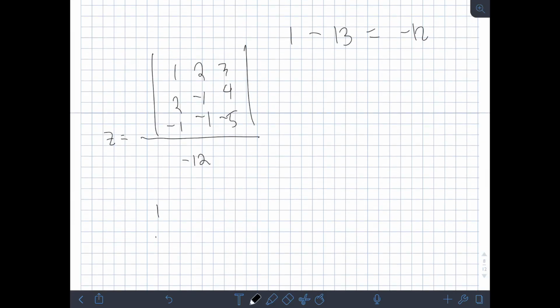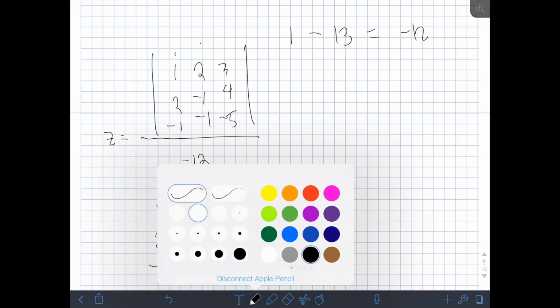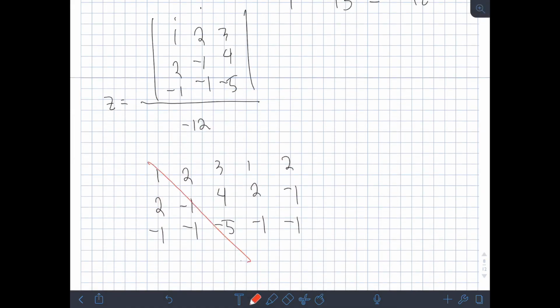So, copy natin 1, 2, negative 1. 2, negative 1, negative 1, 3, 4, negative 5. Then, copy natin tong first two columns. So, 1, 2, negative 1, 2, negative 1, negative 1. So, markahan natin yung mga diagonals pababa. Then, yung mga diagonals pataas.